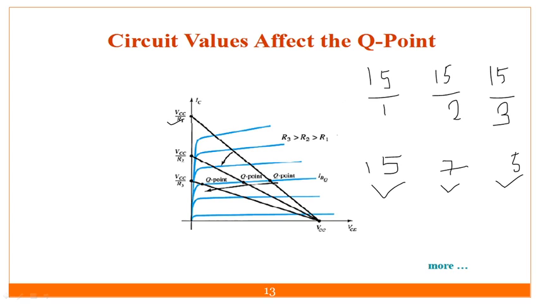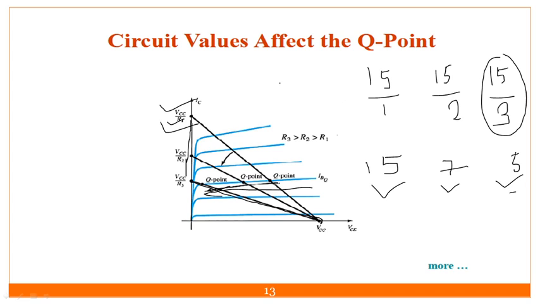So the maximum value of R will give you less current, but VCC is fixed, that is 15 volt. Again, if we are decreasing the value of R, because it is inversely proportional, the current will go on increasing, and then the Q point will shift again to this side. So there is a significance of VCC and R over there.